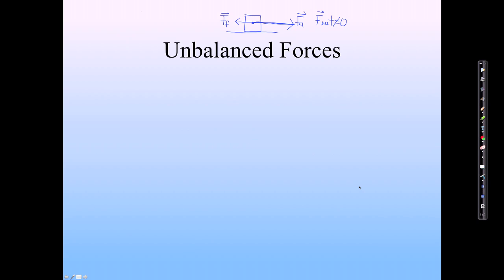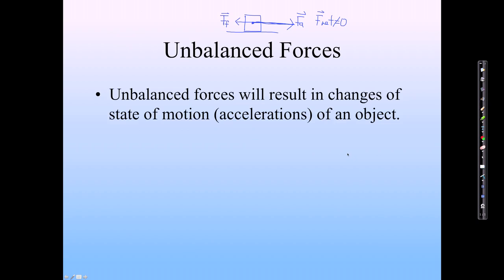Now, if we are in a situation where the forces on an object are not balanced, then those unbalanced forces with an F net not equal to zero will result in changes of the state of motion, that is to say, the object will accelerate. So recall that F net equals mass times acceleration. If you can calculate the net force acting on an object, in this case, perhaps you've calculated the frictional force to be equal to 5 newtons, and this applied force to be equal to 17 newtons.